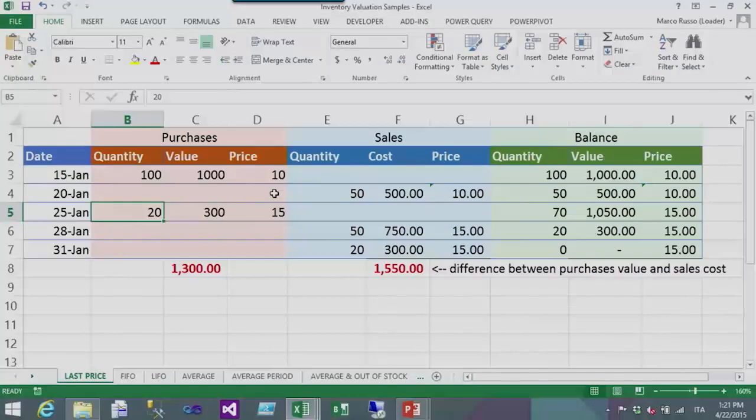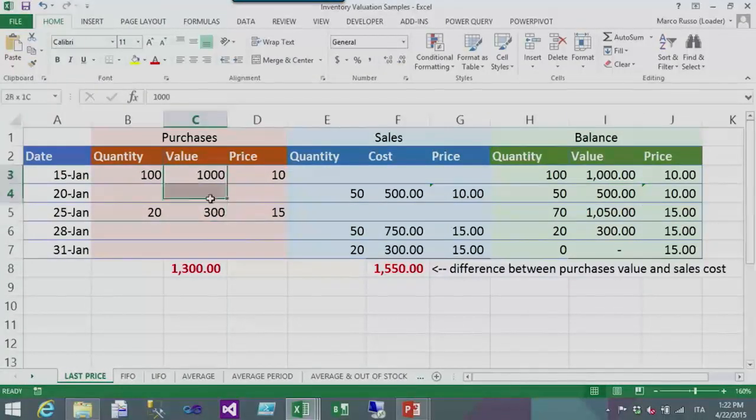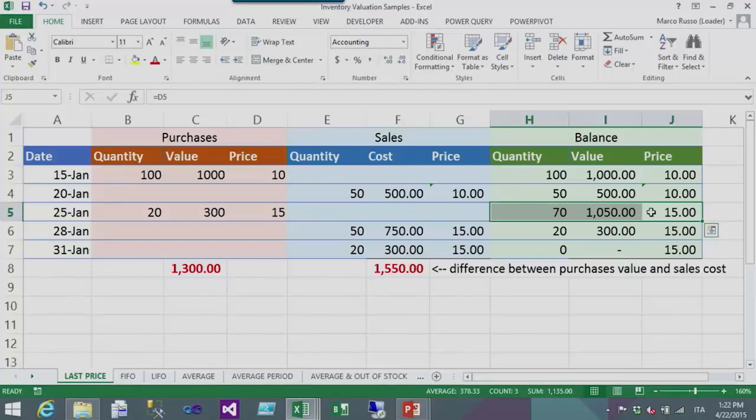Now five days later, I buy 20 units at a different price. And now we can see the differences between different techniques, because at this point, the value that I have is my 500 plus 300. But at this point, it depends. Because in reality, if I consider what I spent until now, yes, I spent in total 1,300. But what is the value of the goods that I have here?